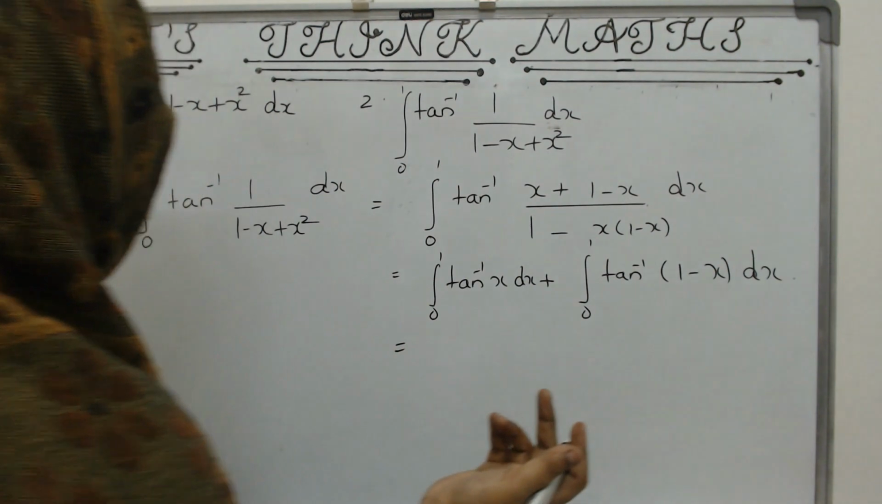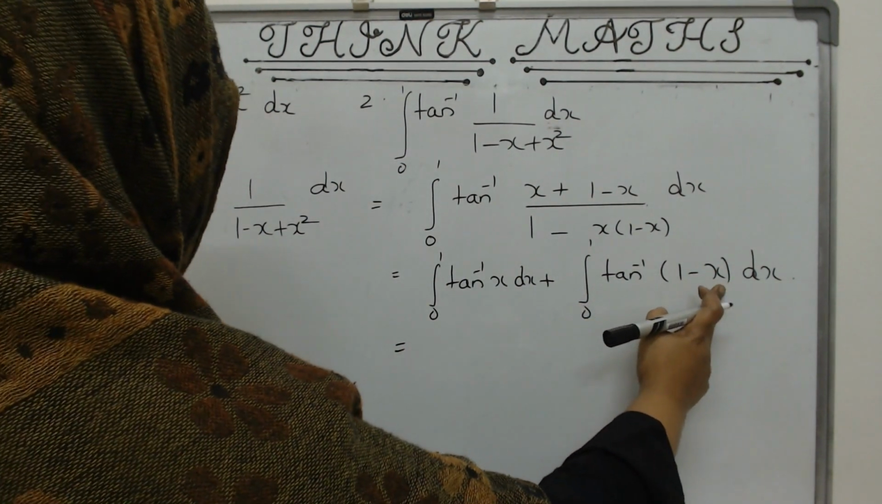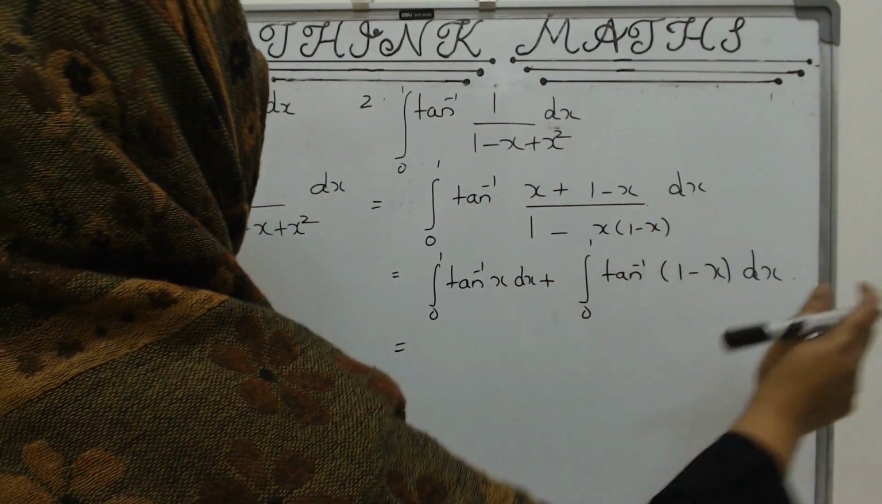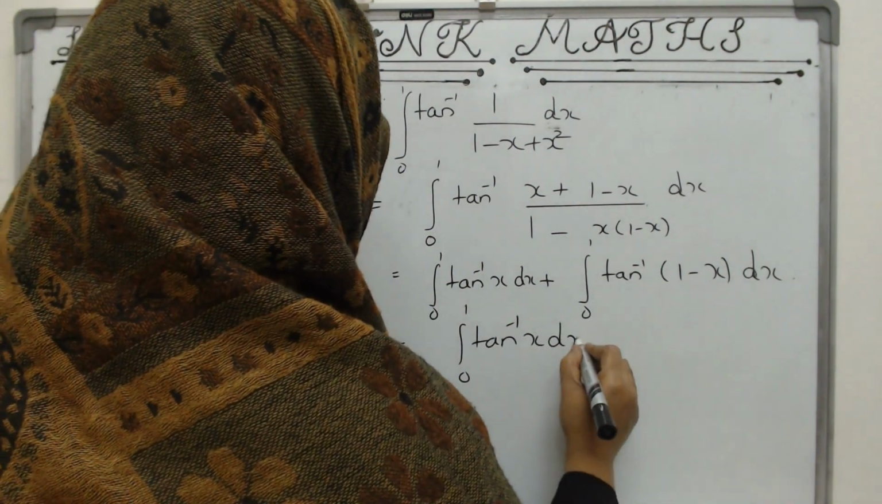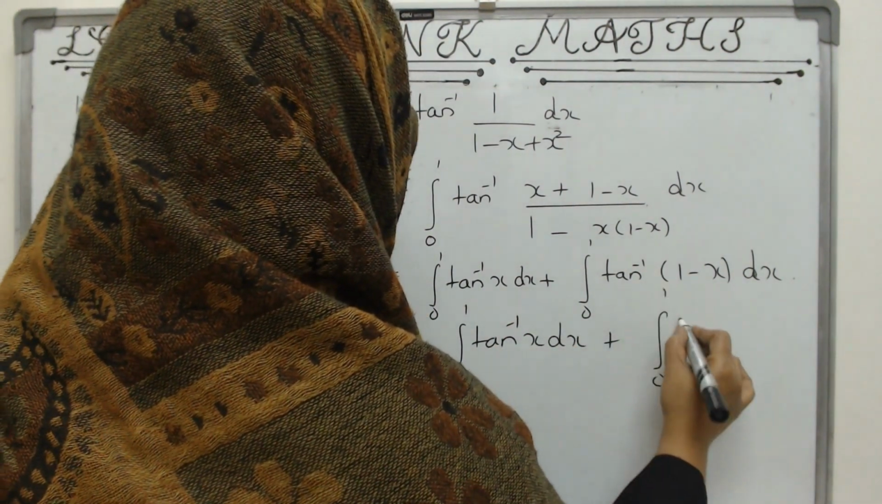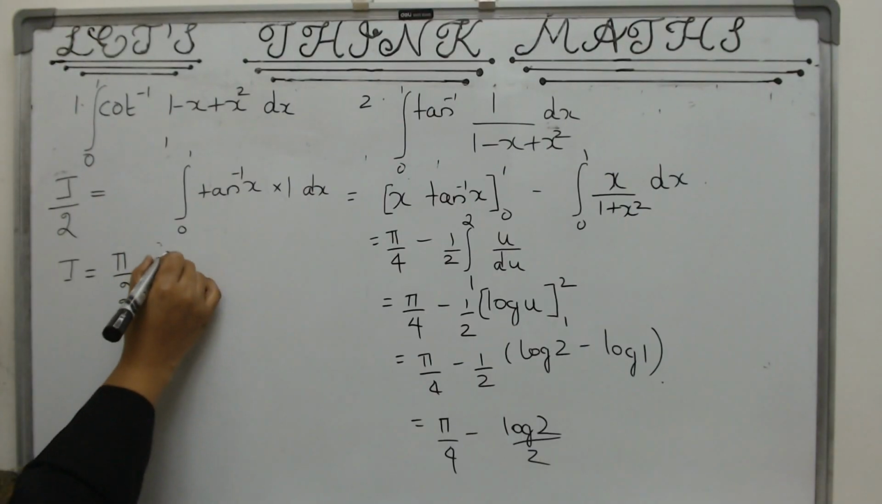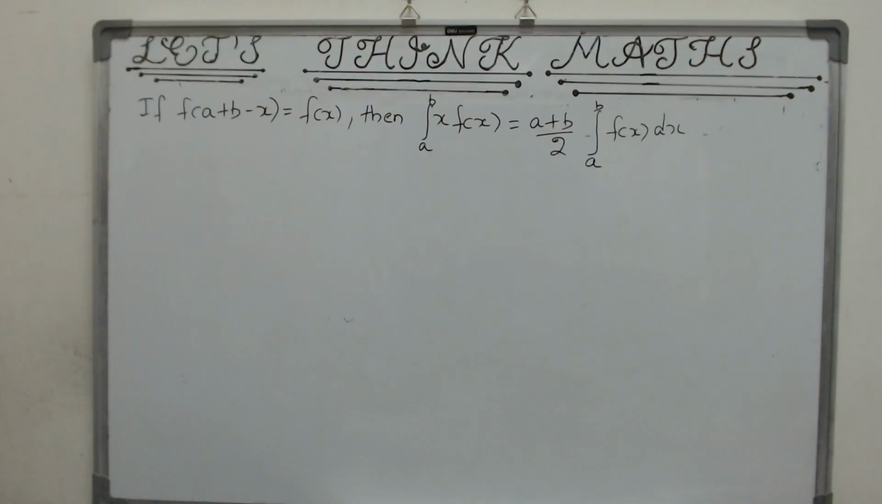So you remember the law that we learnt, if instead of x what can you do? You can substitute it with 1 minus x. 0 to 1 tan inverse of x dx, and this also reduces to 0 to 1 tan inverse of x. Now let us find the answer. So this is your answer. With this question, we come to the end of this topic.